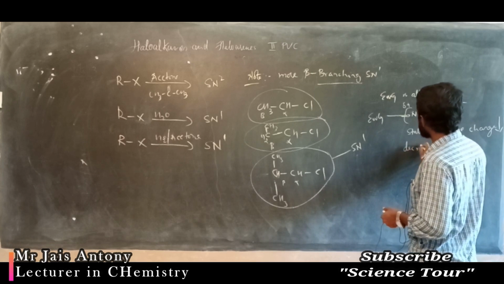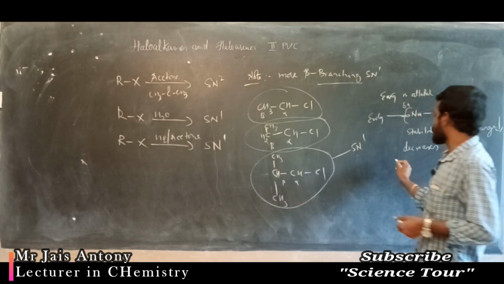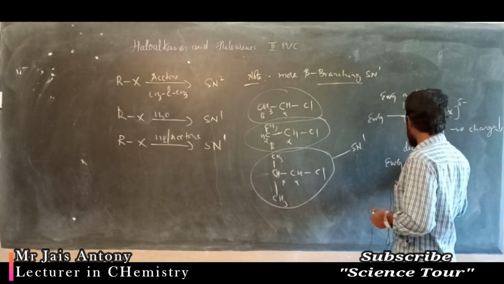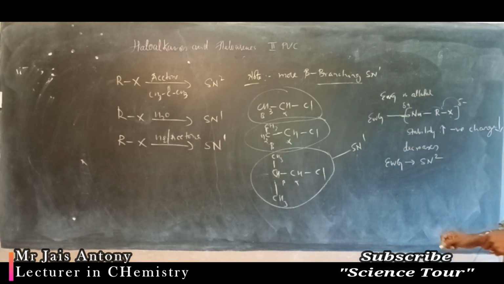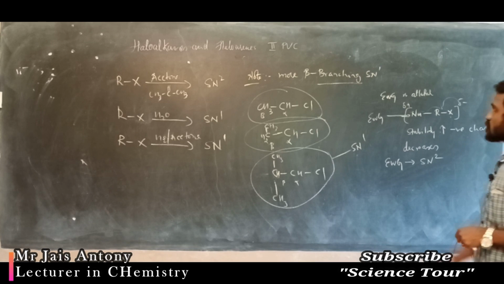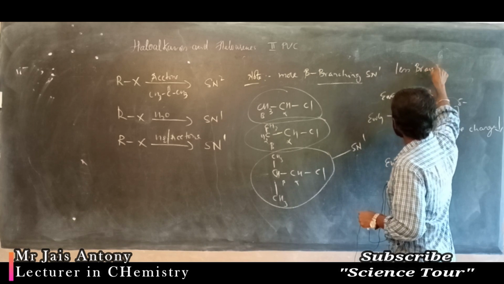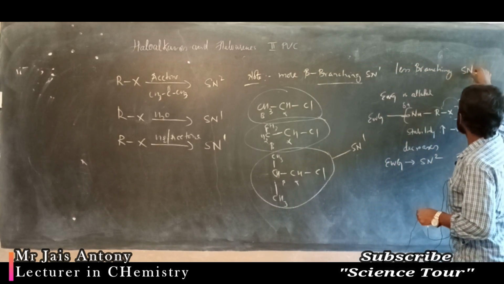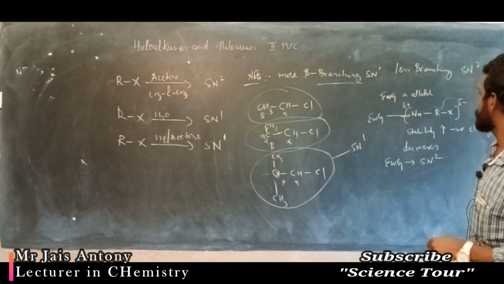So what happens? Negative charge decreases, electron withdrawing group attached, then it favors the SN2 reaction. Here you note down, less branching, beta branching, SN2. Okay.